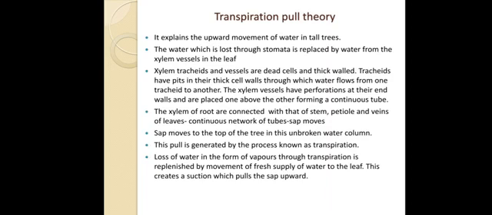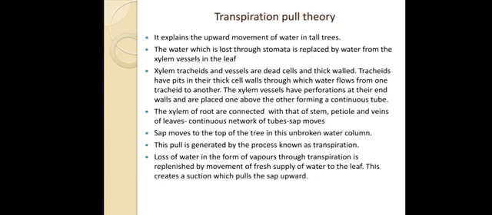So the water which is lost through stomata is replaced by water from the xylem vessels in the leaf. What is happening here? Just see. Xylem tracheids and vessels are dead cells and thick-walled. Tracheids have pits in their thick cell walls, as I've already shown you in the previous slides, through which water flows from one tracheid to another. The xylem vessels have perforations at the end walls and are placed one above the other, forming a continuous tube. So it is a series of cells, you can say, which is forming a continuous tube.